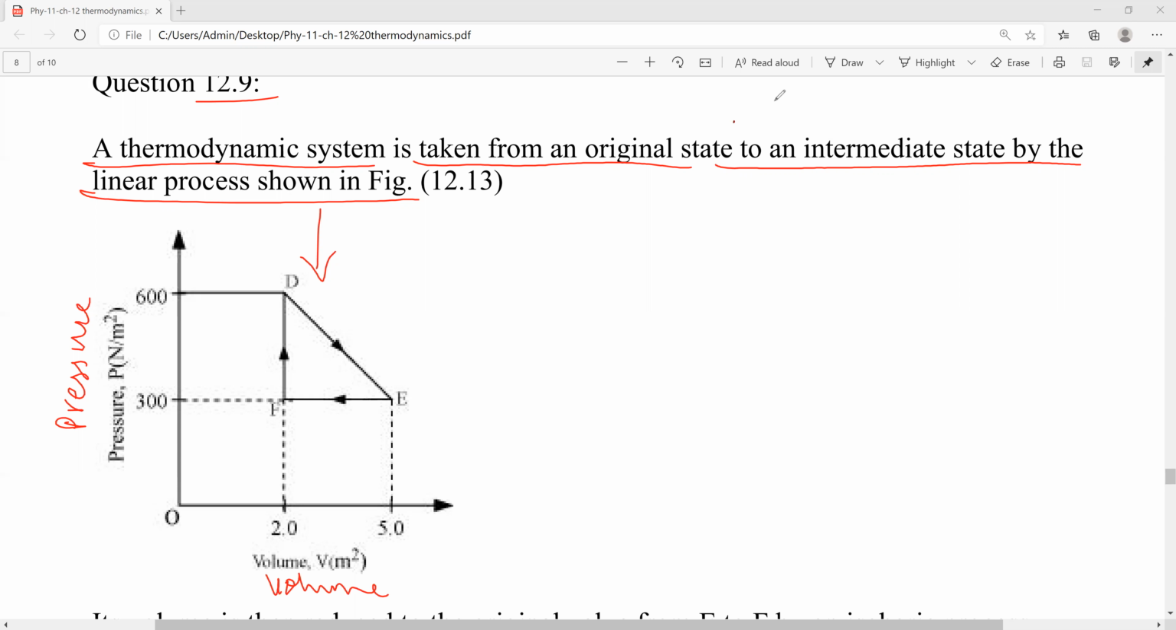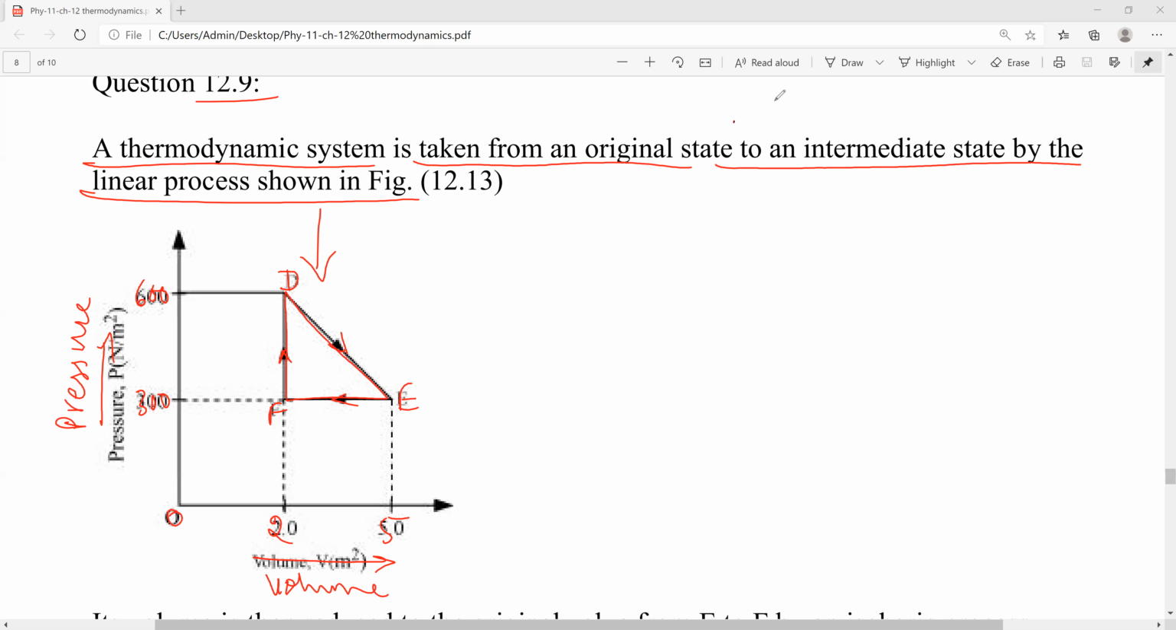Here, this is the value 2 and this is the value 5, and this is E and this is D, and this value is 600 here and this is 300. So pressure is plotted along the y-axis and volume is plotted along the x-axis, and this is the origin here and this point is F here, and the directions are shown here, and it looks like a triangle here.